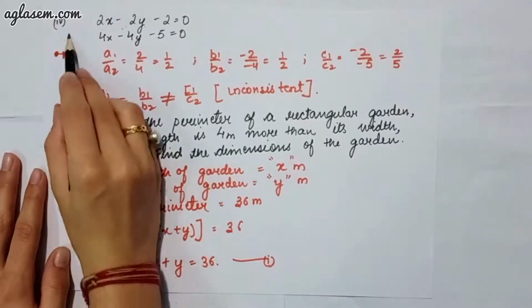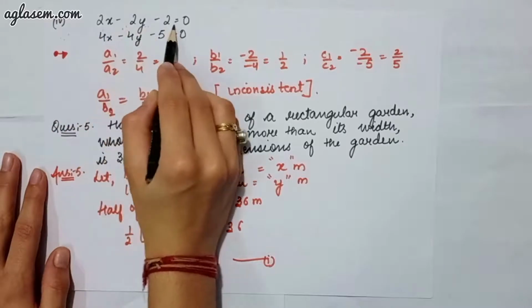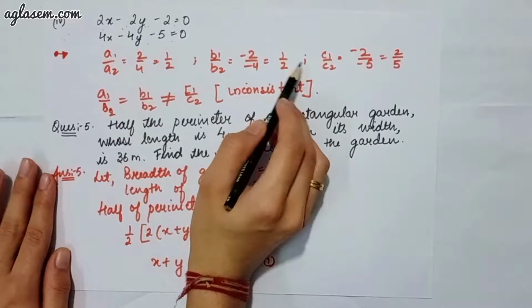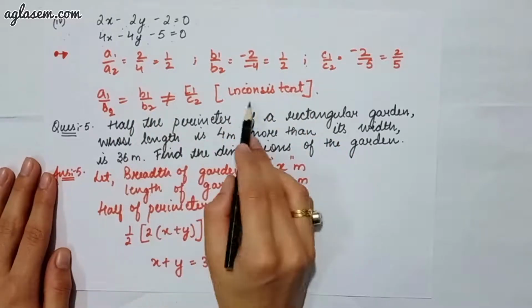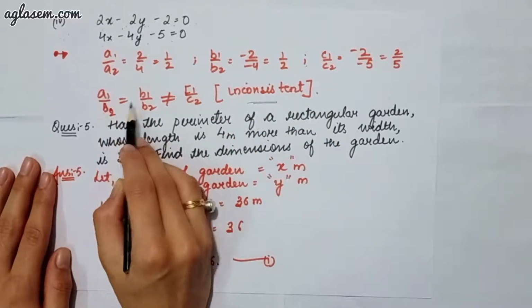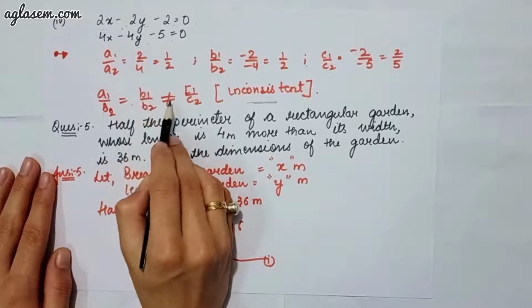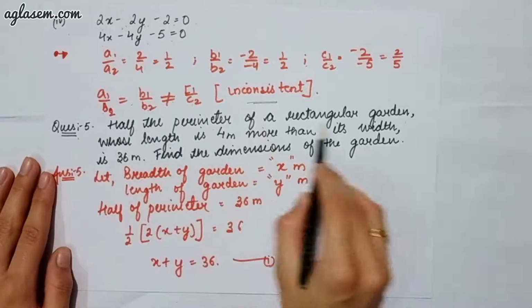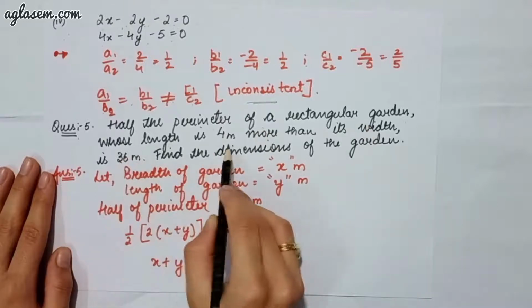Moving to our fourth part, which says 2x minus 2y minus 2 is equal to 0, 4x minus 4y minus 5 is equal to 0. Again solving it by the same method. Here it is inconsistent because a1 upon a2 is equal to b1 upon b2, but they are not equal to c1 upon c2.